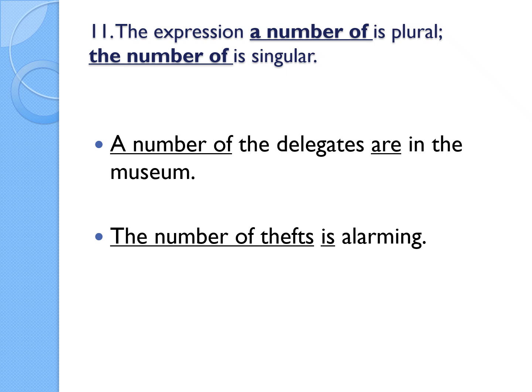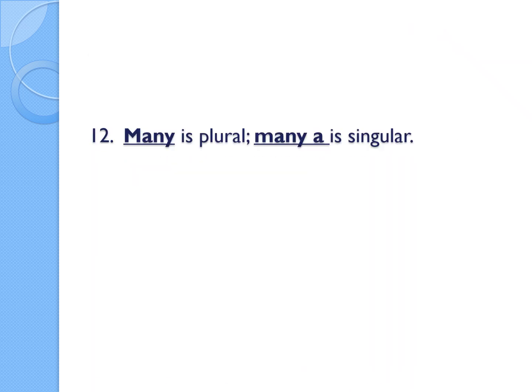Remember, "a number of" is used with plural verbs. If it's "the number of," the verb must be singular, no matter if the word that follows it looks plural, just like the words delegates and thefts. They look plural. There are many delegates, thefts, but what we consider are the expressions "a number of" and "the number of."